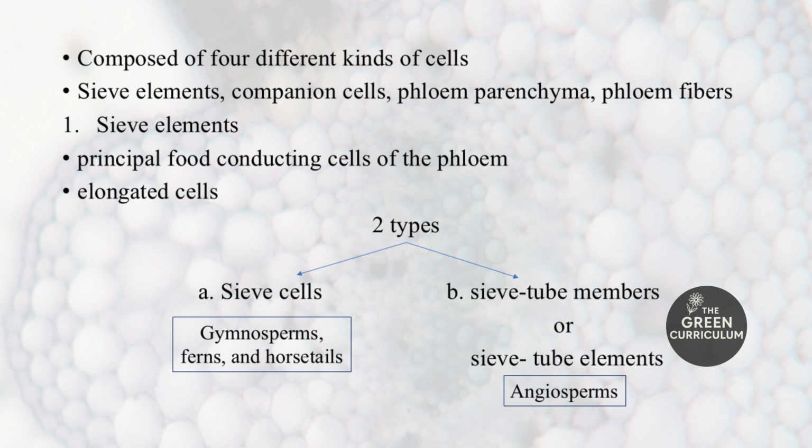Phloem tissue is composed of four different kinds of cells: sieve elements, companion cells, phloem parenchyma and phloem fibers. The first component is the sieve element. Sieve elements are of two types, the sieve cells and sieve tube members.